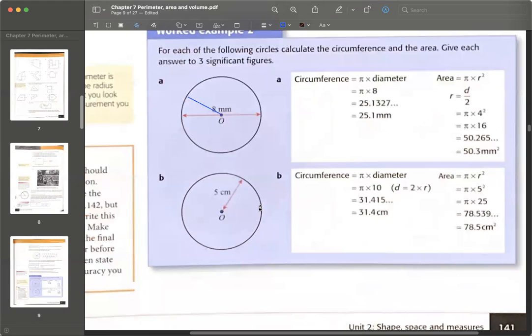Same thing for this one. For the circumference, you can use pi d or you can use 2 pi r, because they just multiply the radius by 2 to get the diameter, and then you can see pi d is 31.4. Then the area is pi r squared, which is 5 squared. If you only use r, then mistakes happen less frequently.